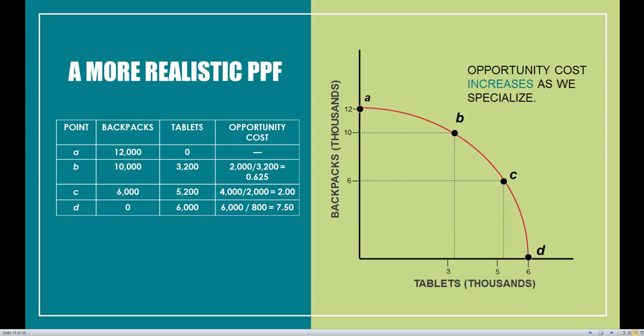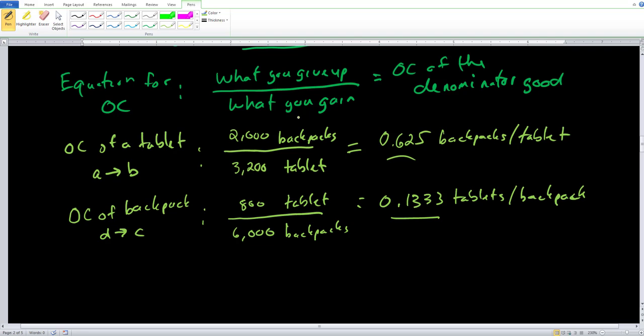So as we can see right here, our equation is very, very handy for us. What you give up over what you gain is equal to the opportunity cost of the denominator good. And we're going to go ahead and use this once again to segue us into the idea of trade and specialization. So we'll use the opportunity cost equation. We'll take a look at the PPF of two different countries or two different people in order to see key principle number 3 a little bit more clearly and in more depth, why specialization is going to be good for everybody involved.